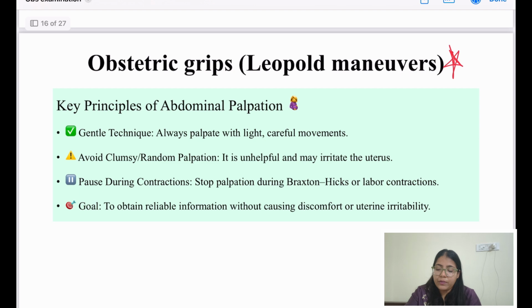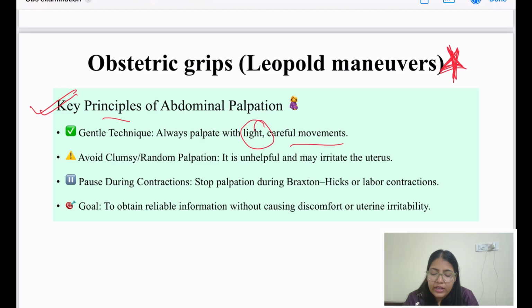Next comes Leopold maneuver. This is the heart of obstetric examination. Similarly, there are some key principles of abdominal palpation. Always palpate with light and careful movements. Your hand movements while you are touching the patient or palpating should always be gentle and light. You should not be poking the patient with your hand. It should not be clumsy and random. It should be a systematic palpation.